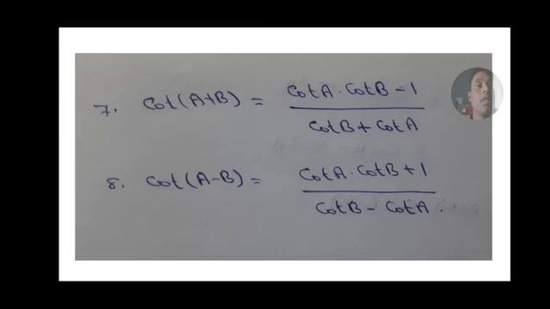Next, cot of a plus b equal to cot a into cot b minus 1 by cot b plus cot a.